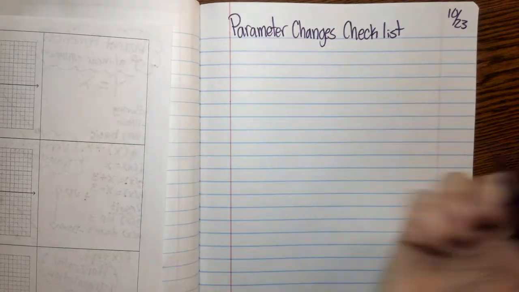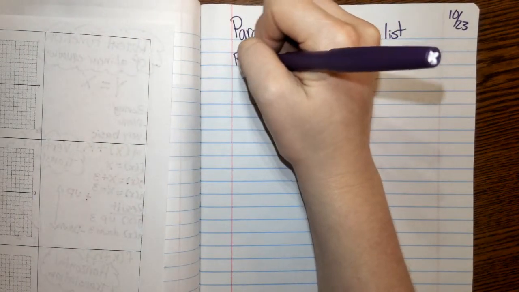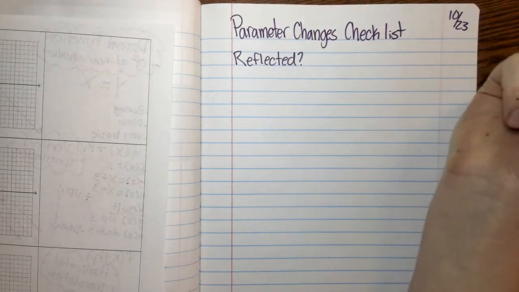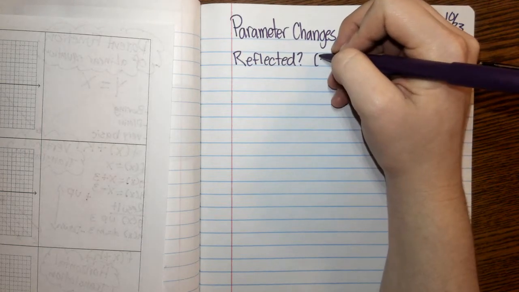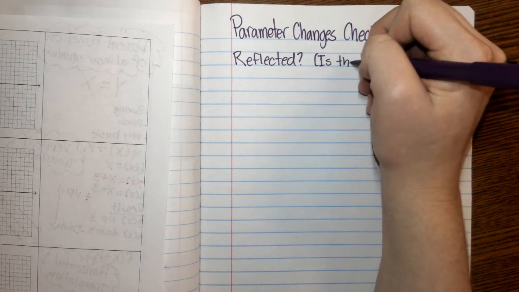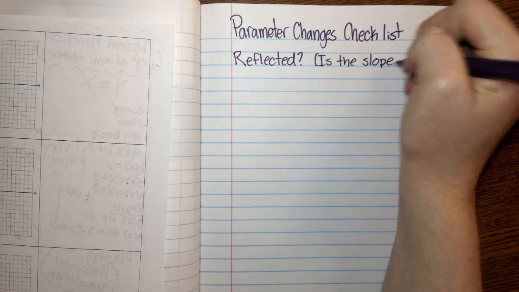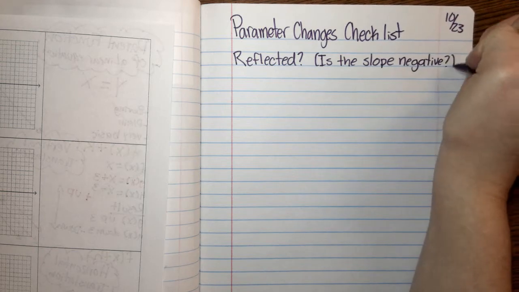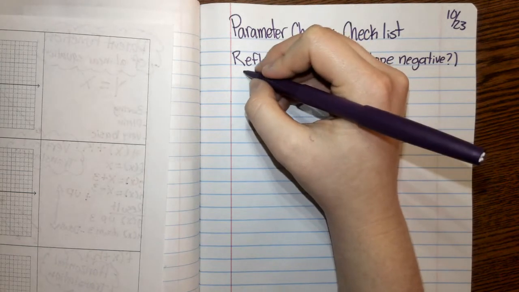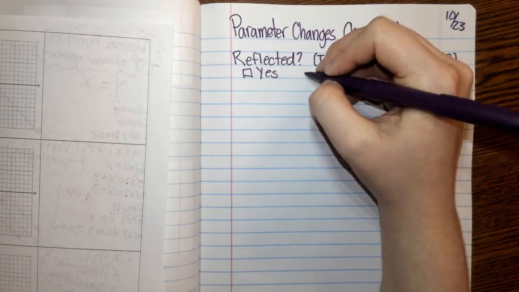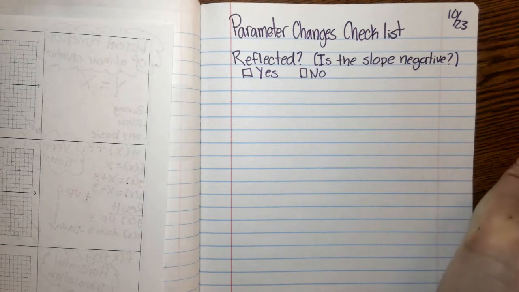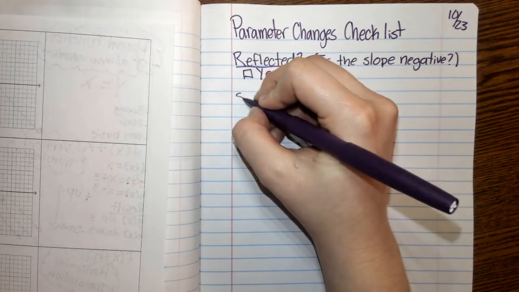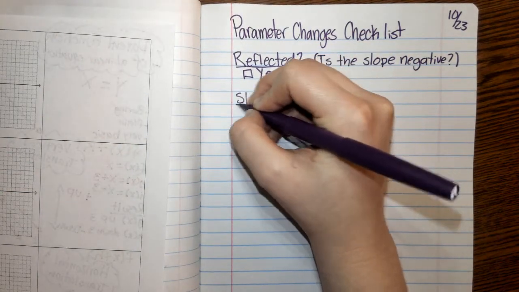All right. So, the first thing to check for is, is it being reflected? Another way to say that question is, is the slope negative? Okay, so either yes or no. And then we would look at the slope. Okay, so that's the number in front of x.